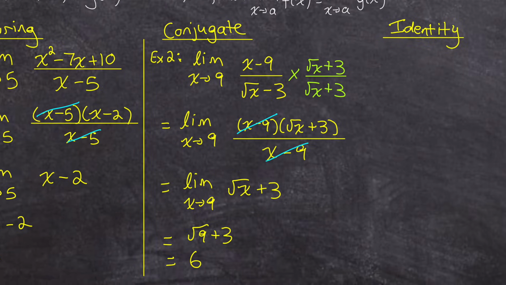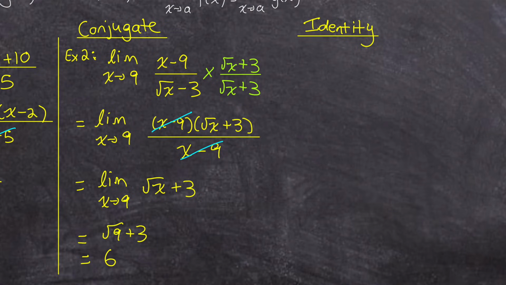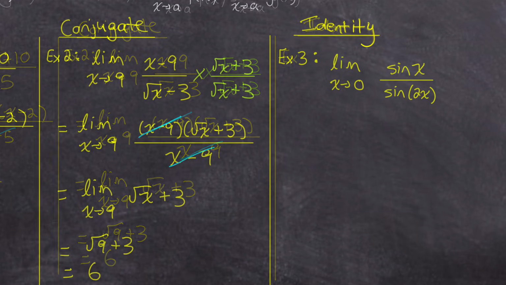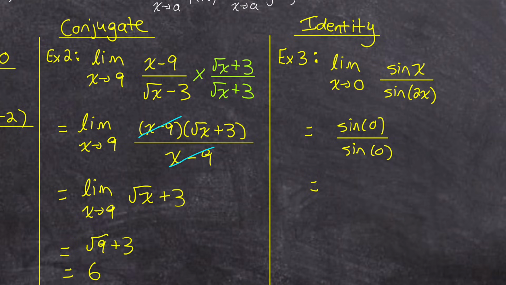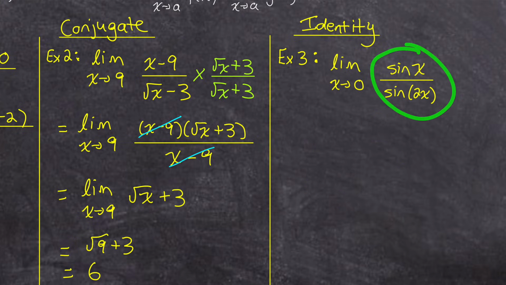And now let's move on to the last strategy I want to show you in this section, using a trig identity. So our third example, we need to find the limit of this function as x approaches 0. If I try direct substitution by subbing in 0 for x, I get sine of 0 divided by sine of 0. And sine of 0 is 0, so I get 0 over 0, which is indeterminate form.